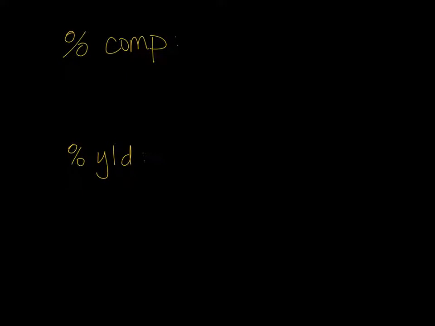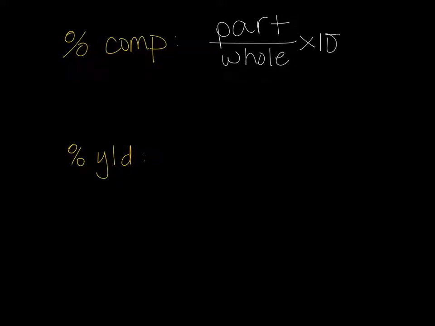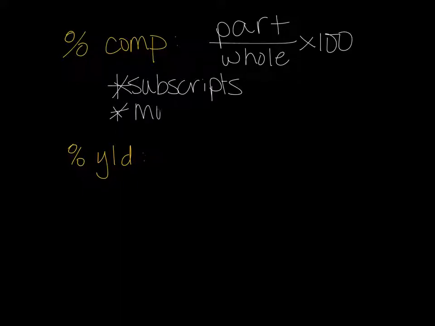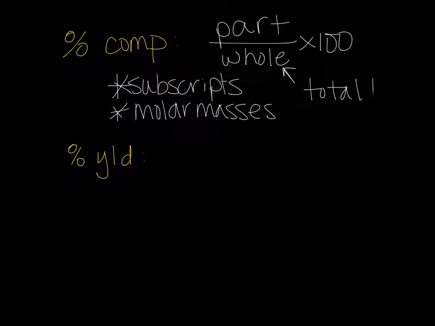Okay, percent composition. So percent composition is pretty easy. Part over whole times 100. And the only thing that makes this difficult is making sure you take care of subscripts. So look at your subscripts for sure. And look at the molar masses, okay? You need a total for this whole. So this is total molar mass. You add them all up. And part is subscript times their individual molar mass, okay?